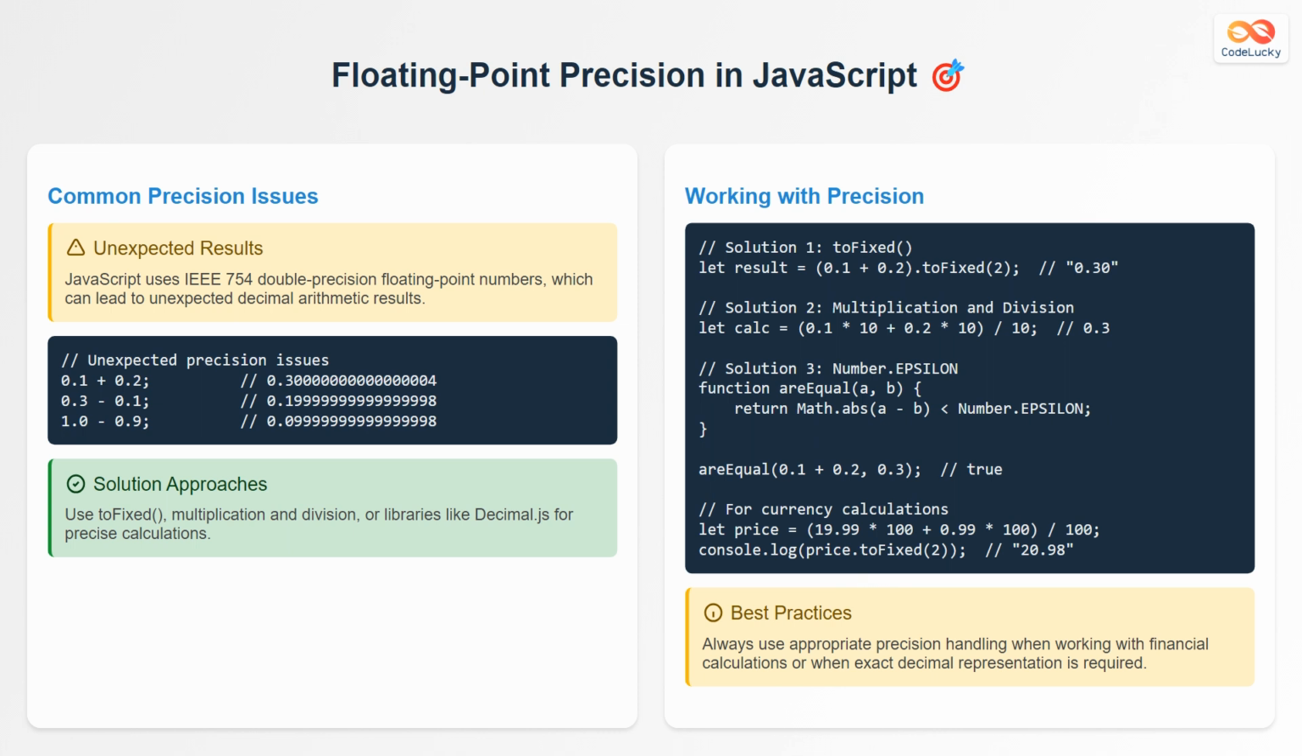Number.EPSILON can also be used to compare if numbers are equal within a small margin of error. This method is particularly helpful when performing currency calculations. So always use precision handling when dealing with numbers to avoid unexpected issues in your applications.